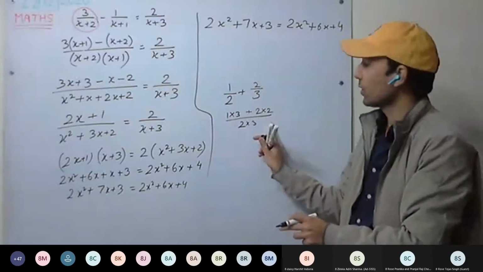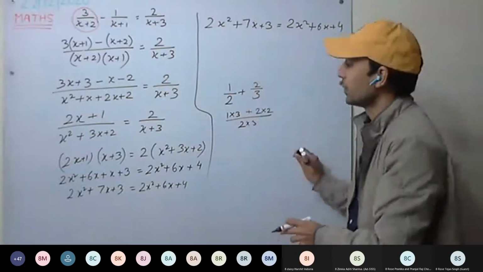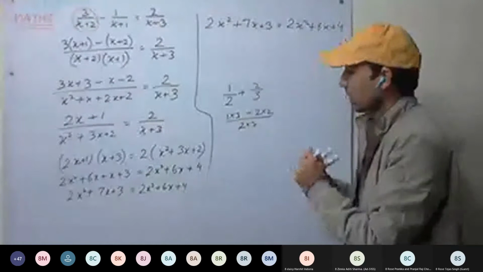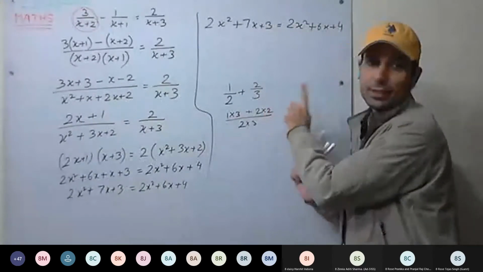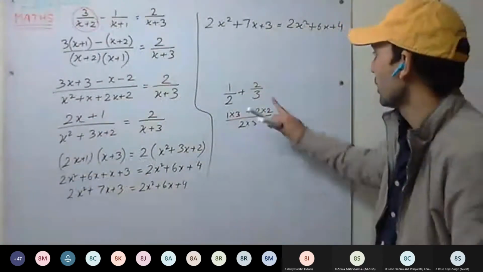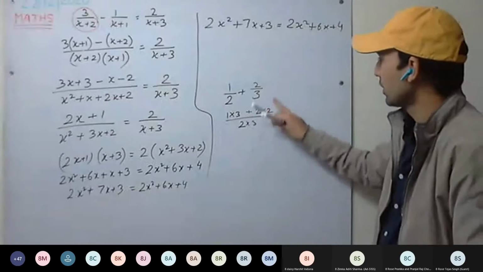Have you understood this one? Taking LCM, you have to study the LCMs again. This is done in 6th class. I think LCMs are there. Go through it once.